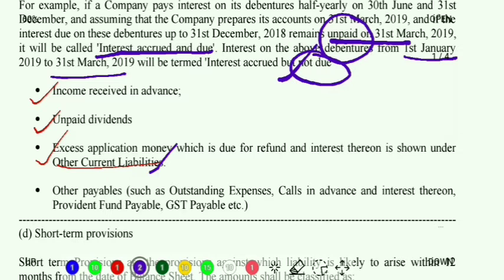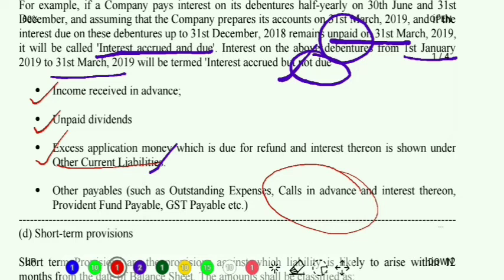And next we have other payables such as outstanding expenses, calls in advance and interest thereon, provident fund payable, GST payable. Now outstanding expenses, we all know what it is. Let's concentrate over here. What is calls in advance? Now calls in advance, again we have discussed, calls are you can say the third or the fourth step during the share allotment and everything.